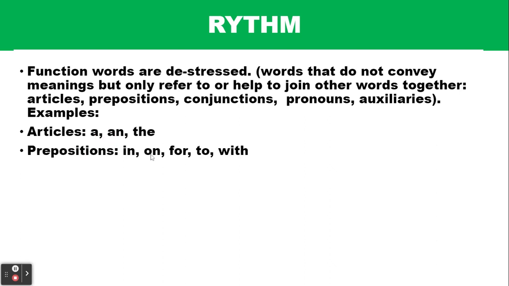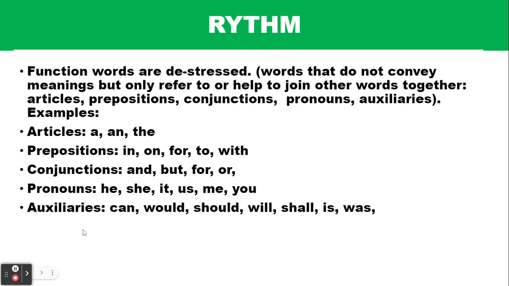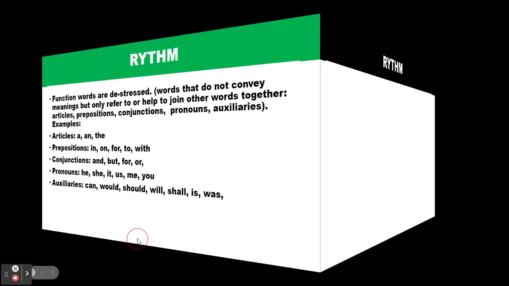Prepositions: in, on, for, to, with. Conjunctions: and, but, for, of. Examples of pronouns: he, she, it, us, me, you. Auxiliaries include can, would, should, will, shall, is, and was. These are examples of function words and they are not stressed.